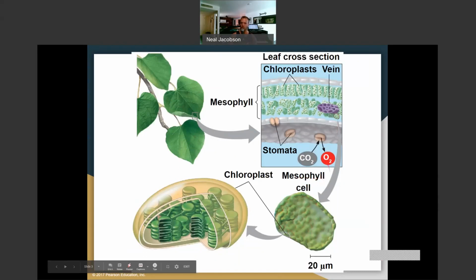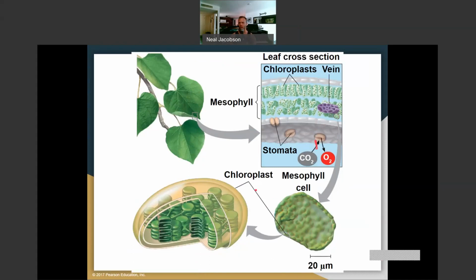Meso, middle. The palisade cells are in the mesophyll, and the palisade cells are just packed full of chloroplasts, because the palisade cells are primarily in the leaf where photosynthesis is taking place, and the chloroplast is the organelle of photosynthesis. And so you've got a cross section of plant leaf, mesophyll, palisade cell packed full of these organelles called chloroplasts.